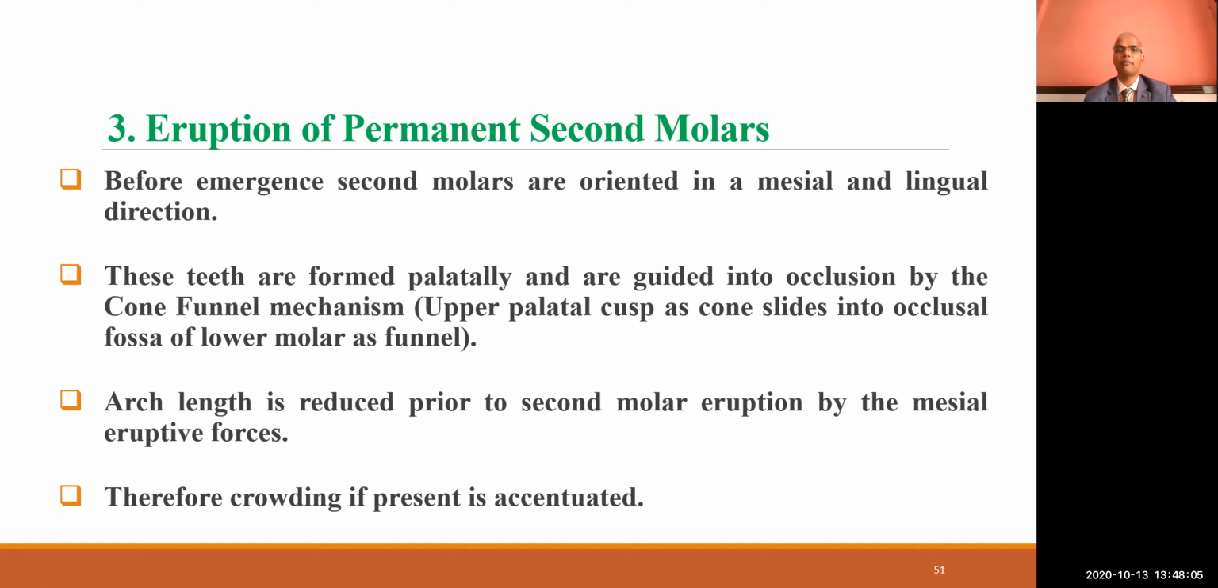Next is eruption of permanent second molars. Before emergence, second molars are oriented in mesial and lingual directions. So these teeth are formed palatally and are guided into occlusion by the cone funnel mechanism. That is, the upper palatal cusp acts as a cone that slides into the occlusal fossa of the lower molar. Arch length is reduced prior to the second molar eruption by the mesial eruptive force. Therefore, crowding, if present, is accentuated at this time.